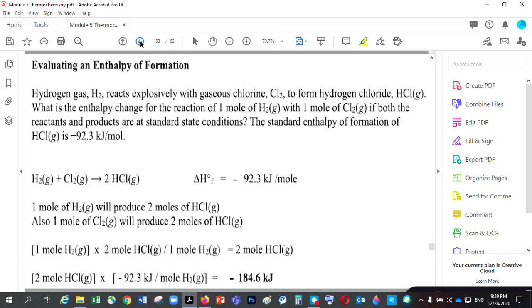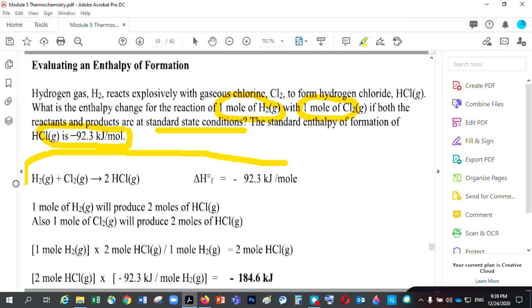Okay, let's go further and look at evaluating an enthalpy of formation. Hydrogen gas reacts explosively with gaseous chlorine, Cl2, to form hydrogen chloride, HCl. What is the enthalpy change for the reaction of 1 mole, this is very important, of hydrogen with 1 mole of chlorine, if both reactants and products are at the standard state condition, 1 atmosphere pressure and 25 degrees Celsius, which is 298 Kelvin? The standard enthalpy of formation given to you is minus 92.3 kilojoules. So this is the reaction here.